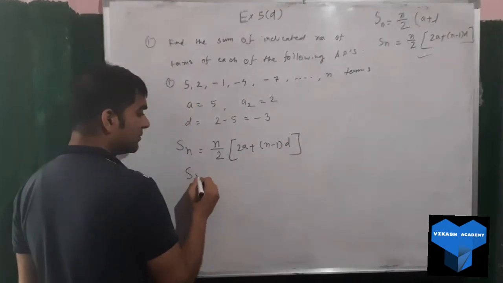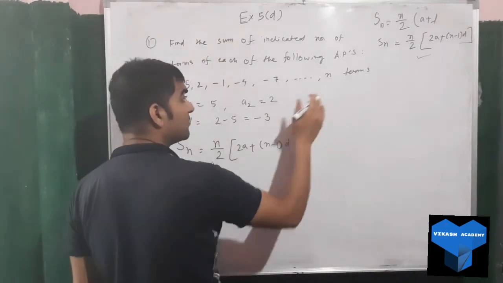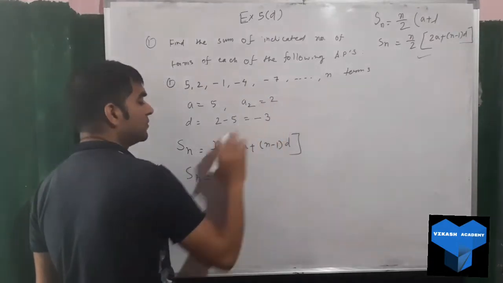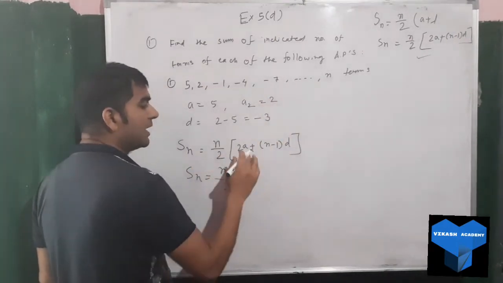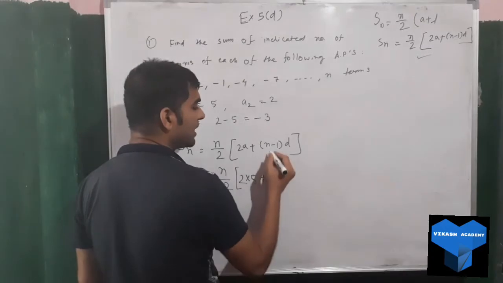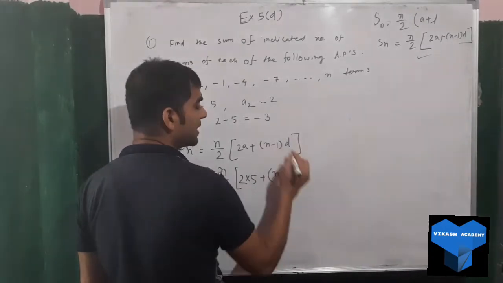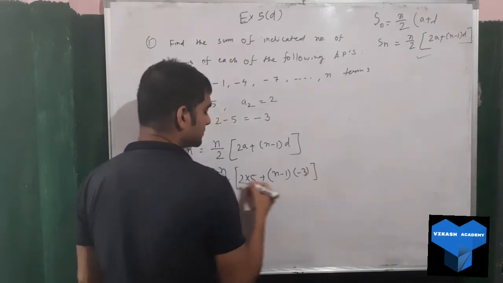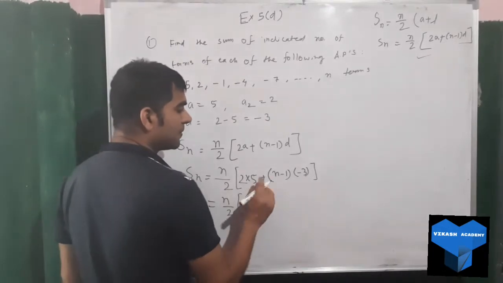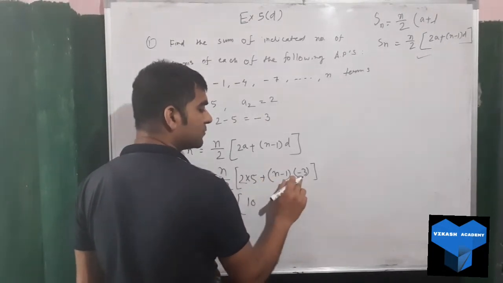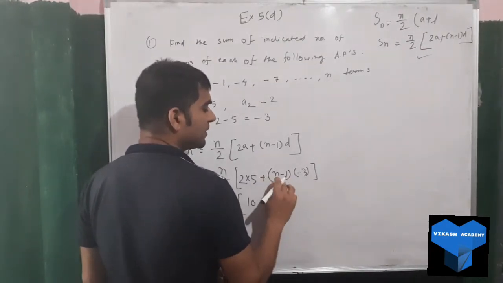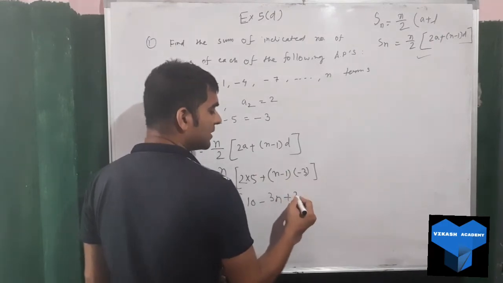Put in the values. Sn is equal to n by 2, where n remains n because it is till n terms, then 2, and a is 5, so 2 into 5, plus (n minus 1), where n minus 1 remains the same, and d is minus 3. Next, n by 2, then 2 fives are 10. Now multiply plus into minus: minus 3 into n is minus 3n. Then minus into minus is plus, so we get plus 3.